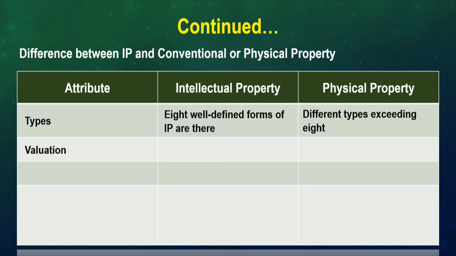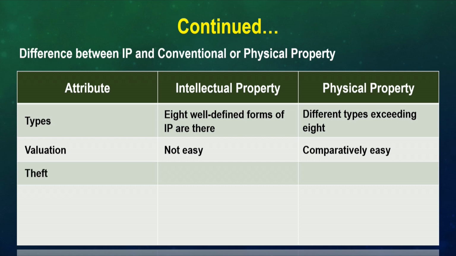Second parameter is valuation. In case of intellectual property, it is not easy, because it is not easy to judge the estimated value of the intellectual property. It may range from lakhs to crores to billions, I would say. And in case of physical property, it is comparatively easy, depending upon the geographical condition, location and the area in which it is being traded.